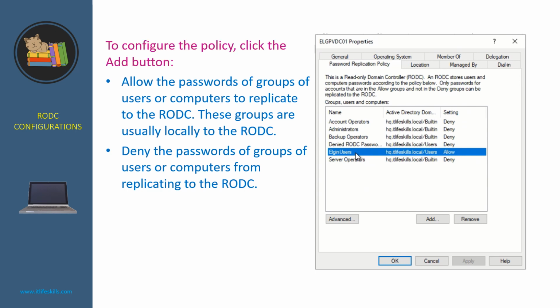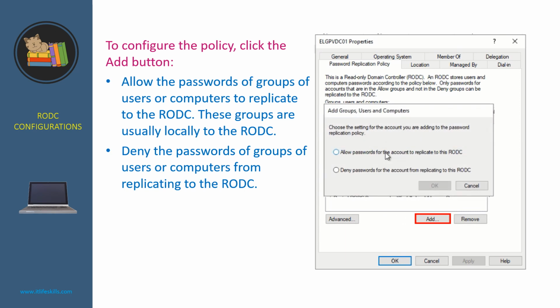To configure the policy, click the Add button. Here you can allow the password of groups of users or computers to replicate to the RODC. These groups are usually local to the RODC. You can also deny the password of groups of users or computers from replicating to the RODC.